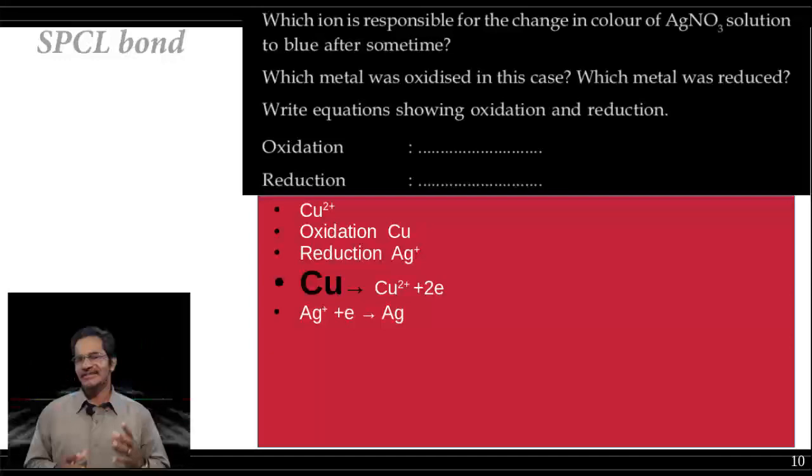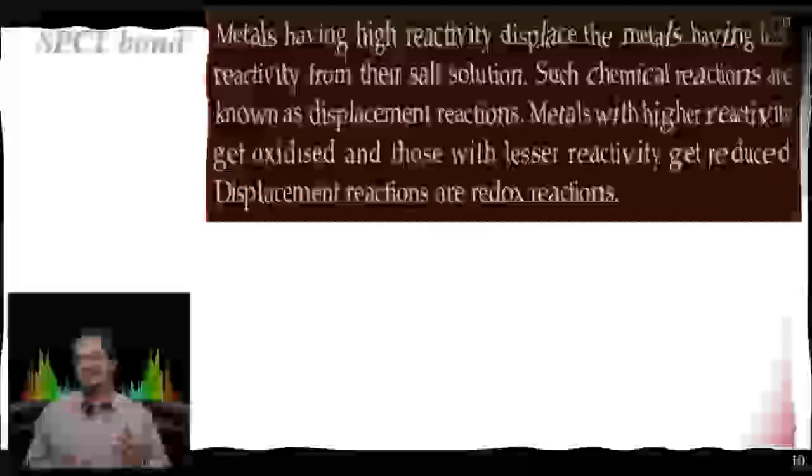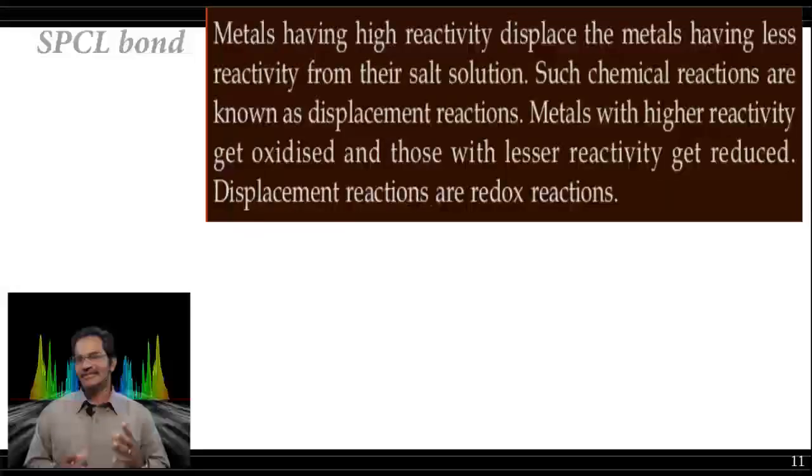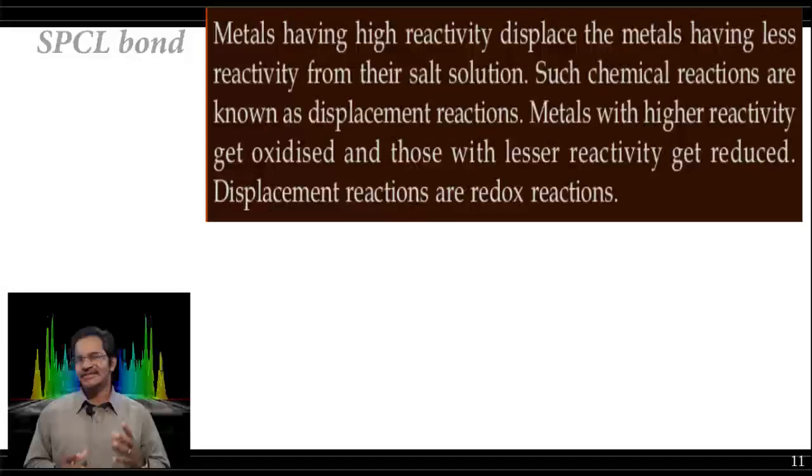So it is a redox reaction because oxidation and reduction take place simultaneously. Therefore, that type of reactions are called redox reactions. So altogether we can say, as a consolidation, that metals having high reactivity displace metals having less reactivity from their salt solution. That is the conclusion actually. Such chemical reactions are known as displacement reactions. What's the name? Displacement reactions.